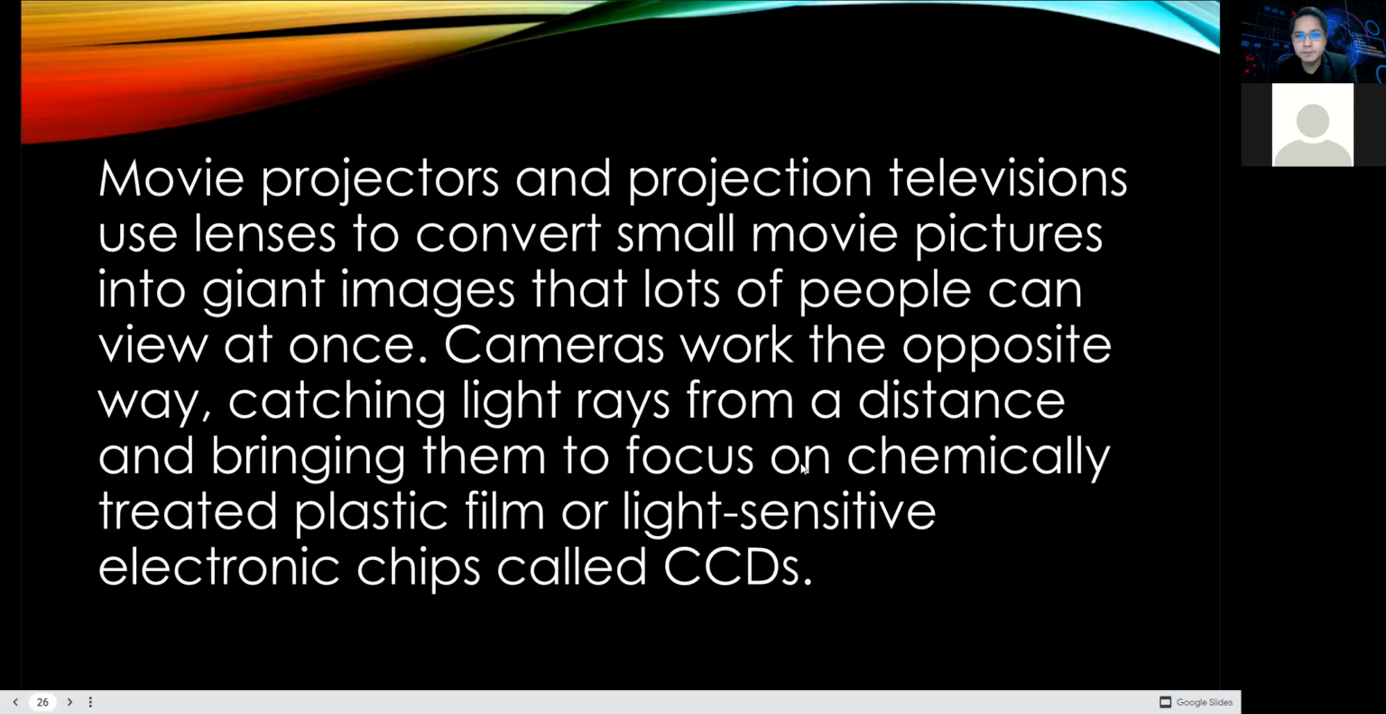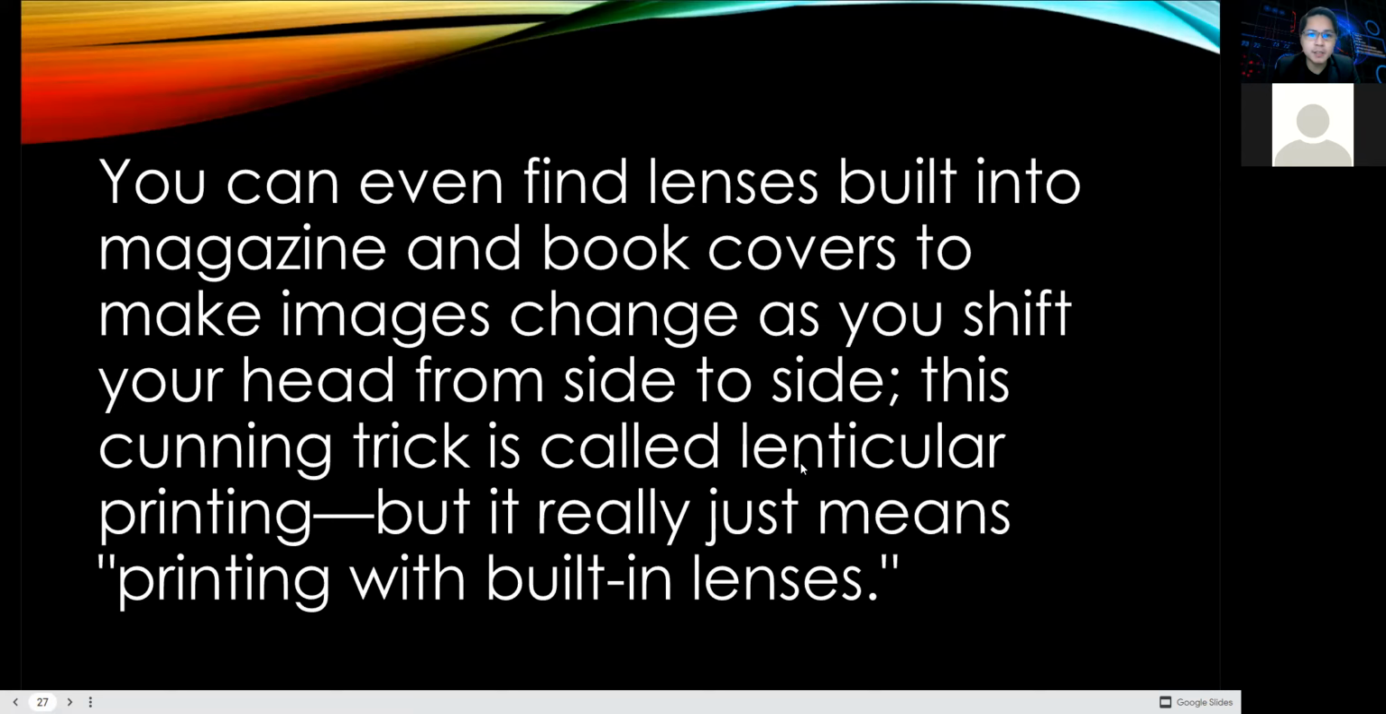It's in the film. You can even find lenses built into magazine and book covers to make images change as you shift your head from side to side. This cunning trick is called lenticular printing, but it really just means printing with a built-in lens. Have you seen this one? If the image is in front of you, it has a still image, but if you switch it over, it changes its appearance. So that is actually the lenticular printing.